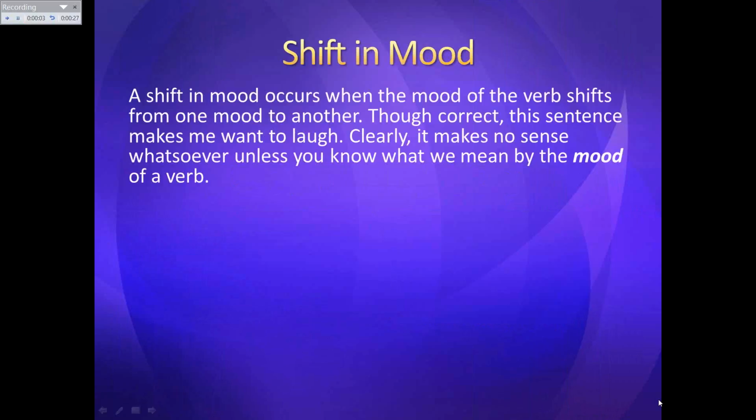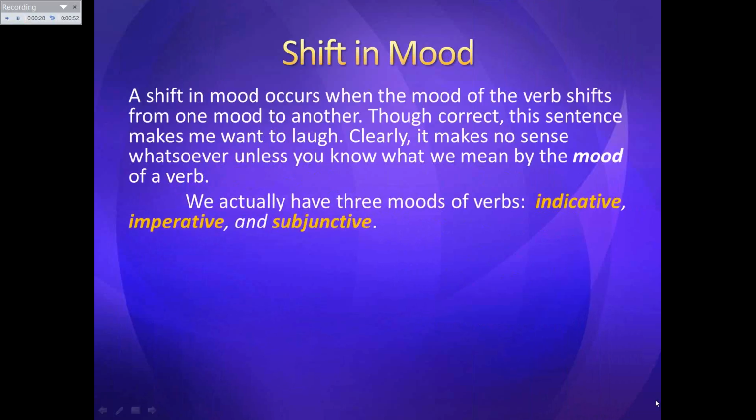So, here's a definition. A shift in mood occurs when the mood of the verb shifts from one mood to another. I can't help it. Though correct, this sentence makes me want to laugh. Every time I read it, I want to break out laughing. It makes absolutely no sense whatsoever unless you know what we mean by the mood of the verb.